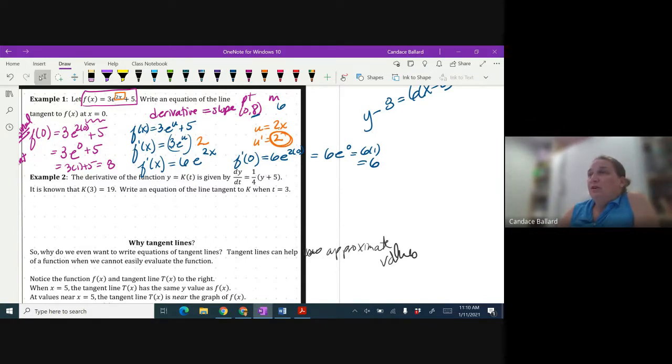The derivative of the function, so they gave us the derivative, so we already know the derivative. I don't actually have to do that work, okay? It is known that k of 3 equals 19. Write an equation of a tangent line to k when t equals 3. So the two things I need are point and slope. Which one of those things do I have and do not have to calculate? Do I have the point or do I have the slope right now and don't have to make any calculations to find it? Tell me in the chat.